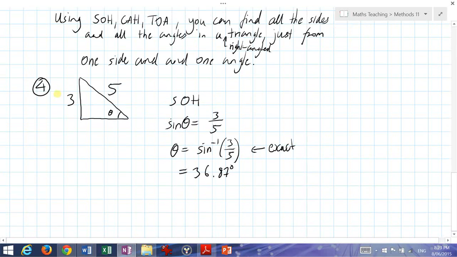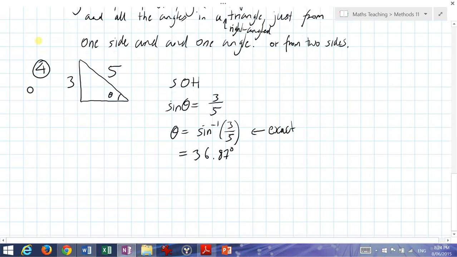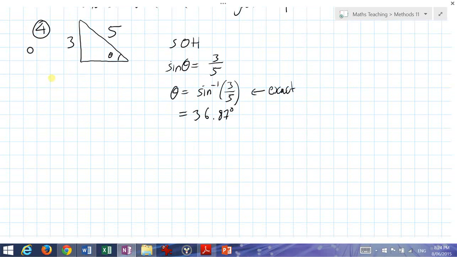So one thing to note is that using SOH-CAH-TOA you can find all the sides and all the angles in a right angle triangle just from one side and one angle, or from two sides. Right, that's what we did over here. We had the 3 and the 5 and we worked out the angle. Let's take this example. Two things to note.